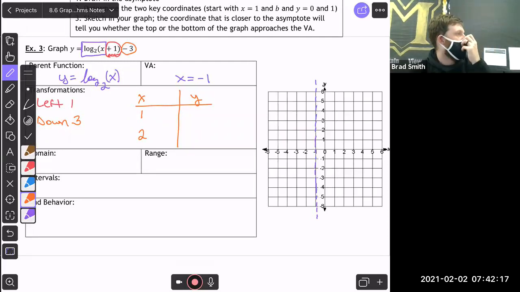Okay? So x is equal to 1, and then my b value, my base, was 2. So that's how I got the two numbers. So 1, and then my base is 2. And that will always make your y's 0 and 1.